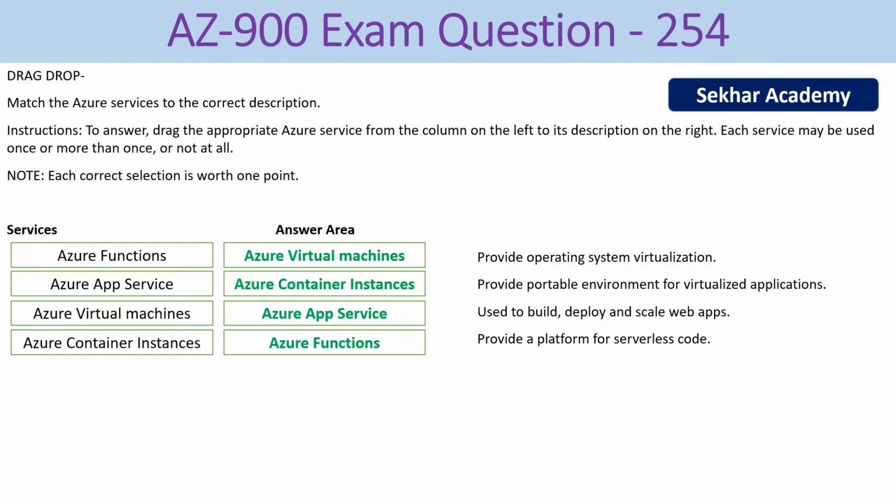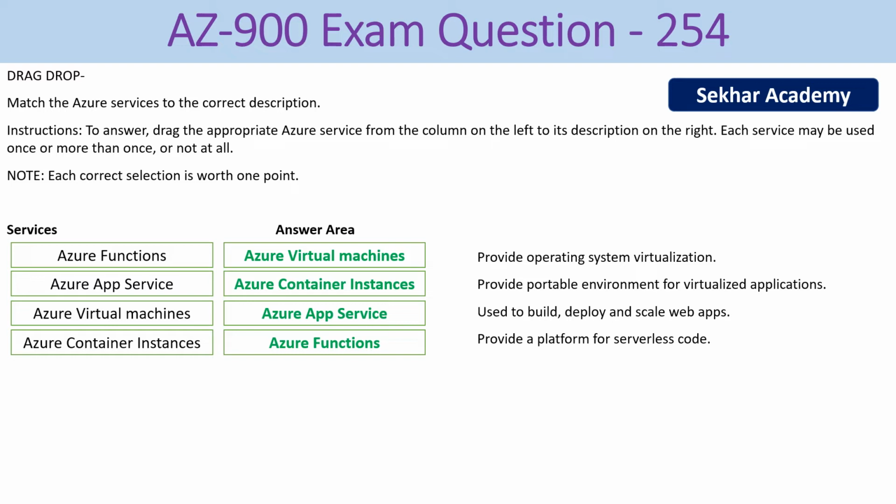For the first one, Azure Virtual Machines, which provides operating system virtualization. The Azure virtual machine is one of the several types of on-demand scalable computing resources that Azure offers. Typically, you can choose a virtual machine when you need more control over the computing environment than the other choices offer in Azure.